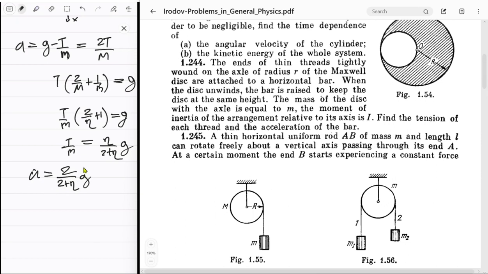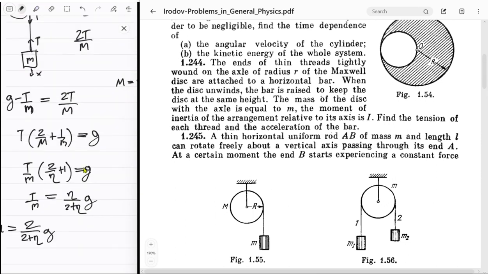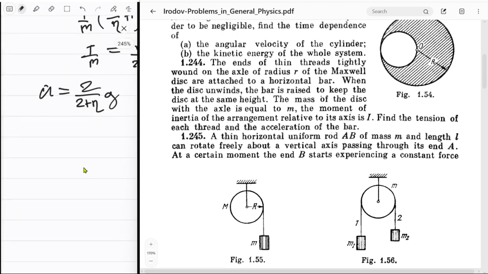Its acceleration is actually constant, isn't it? So like a times t, you will get the thing. A times t is that velocity. And that thing upon r, you're gonna get it. So 2 upon 2 plus eta, g upon r times t. There we go. You got the angular velocity. Sorry, the kinetic energy of the whole system.